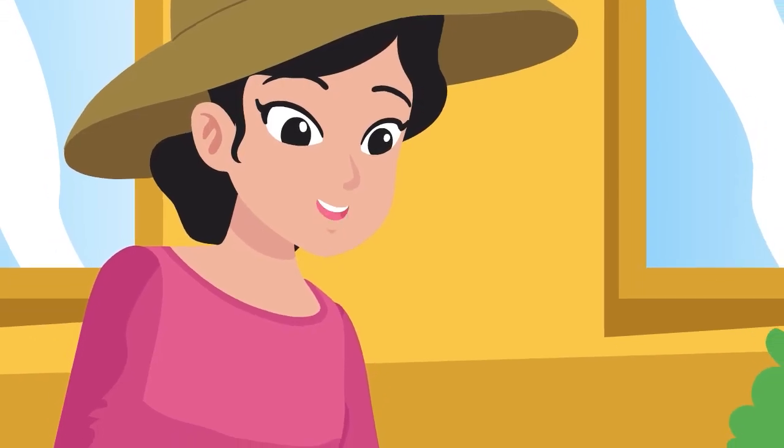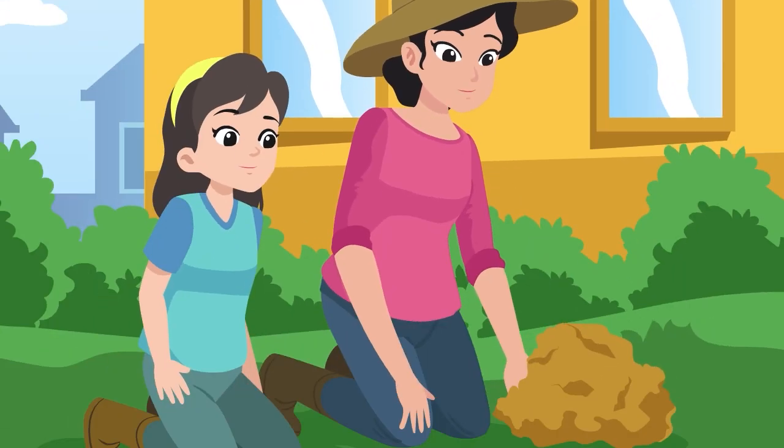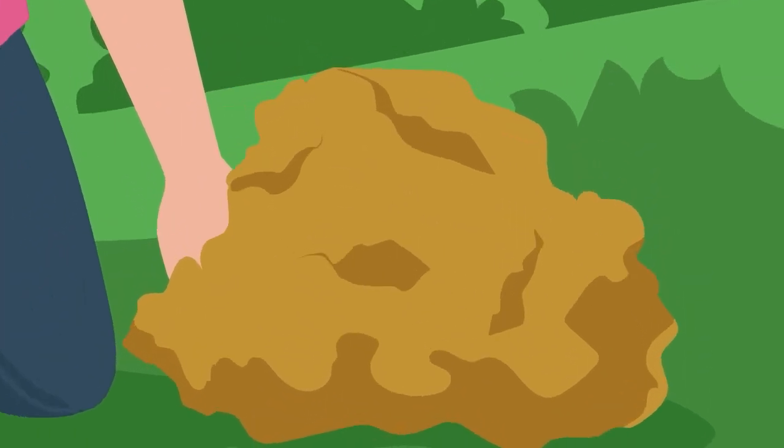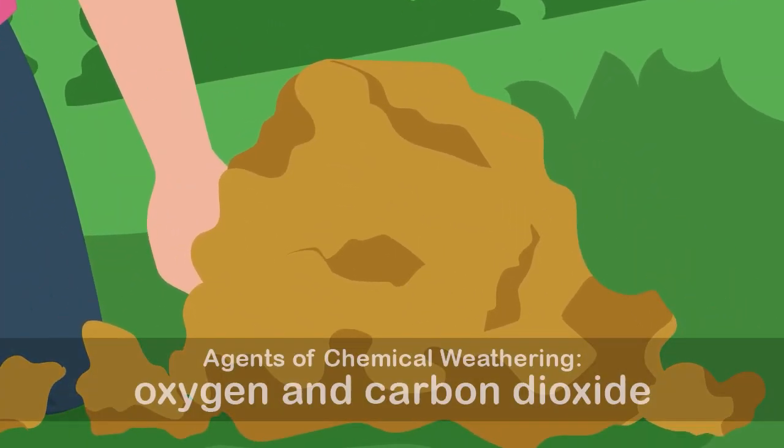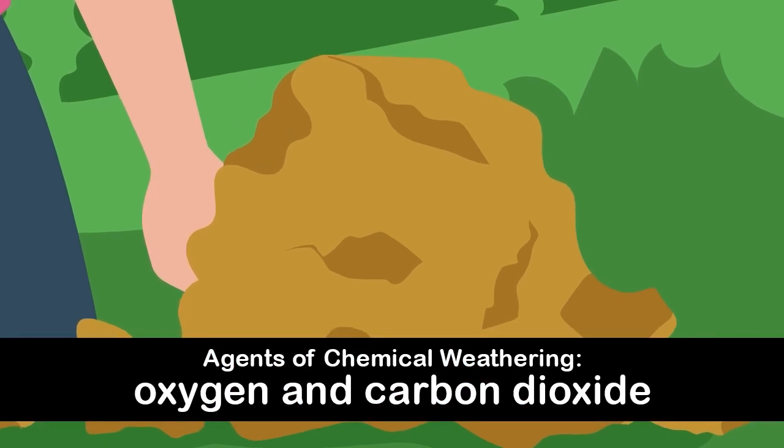Ellie, come here. I want you to look at this. The rock's color changed, and it is now starting to crumble. This is caused by chemical weathering. Rocks undergo chemical weathering because of the presence of oxygen and carbon dioxide.